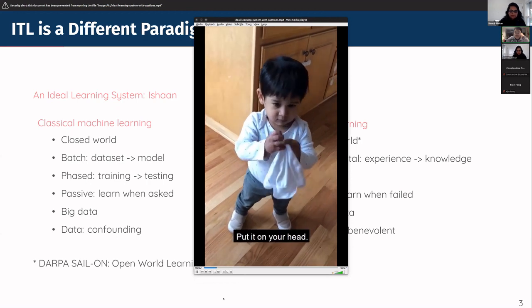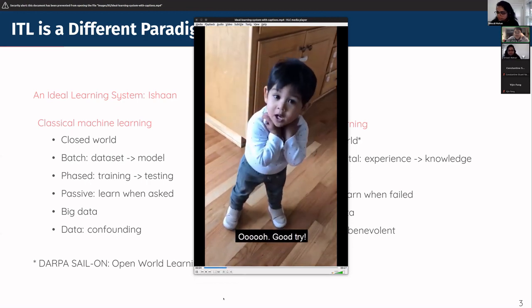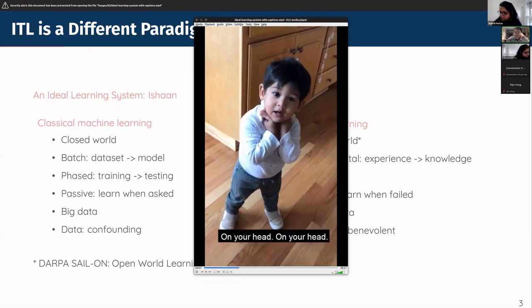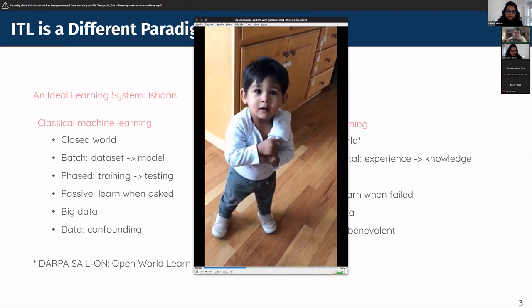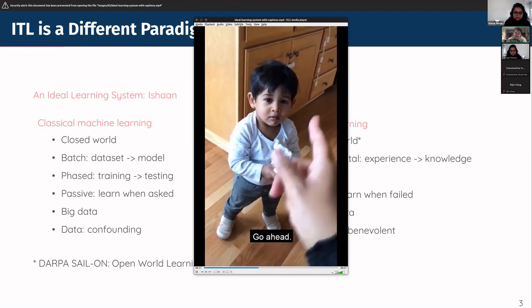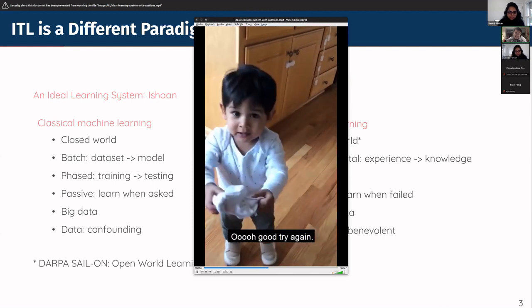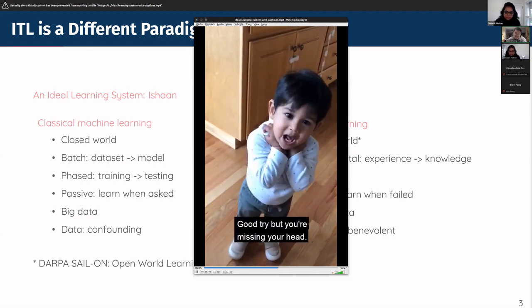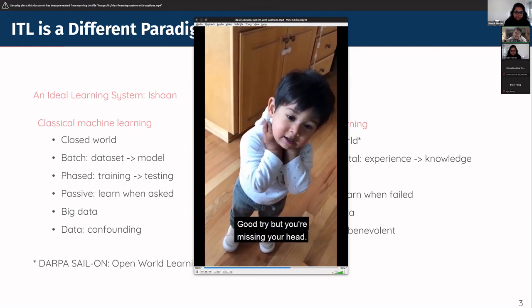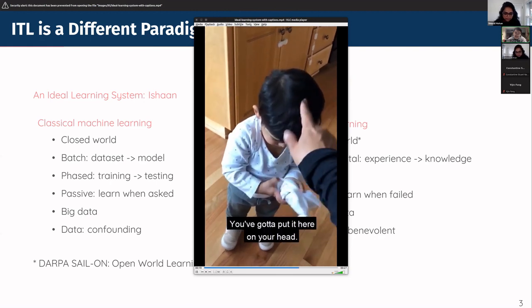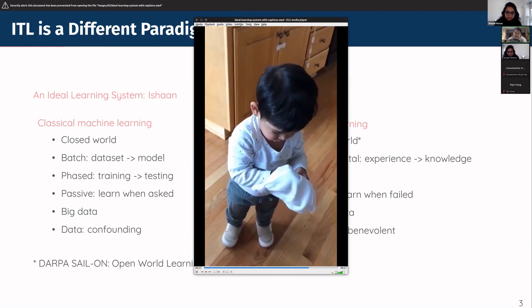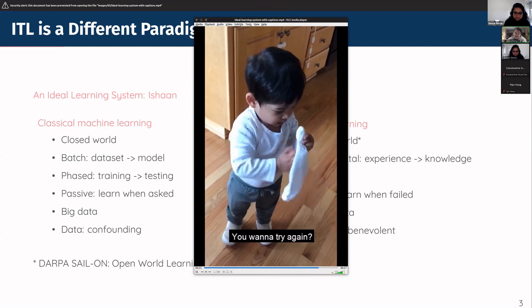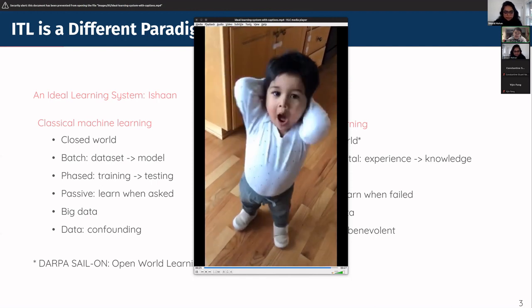Put it on your head. Ooh, good try. Try again. On your head, on your head. Put it on your head. Go ahead. Ooh, good try again. Good try, but you're missing your head. You gotta put it here on your head. You wanna try again? You need help? Help? Okay, I can help.